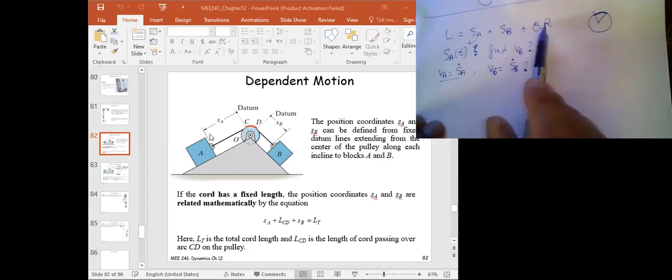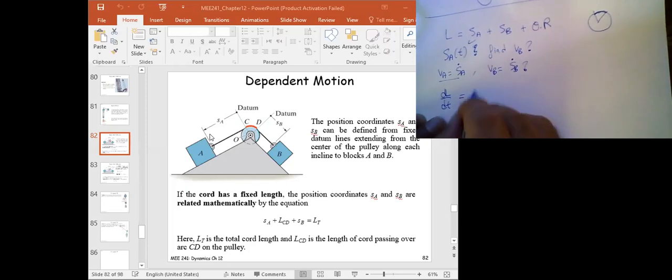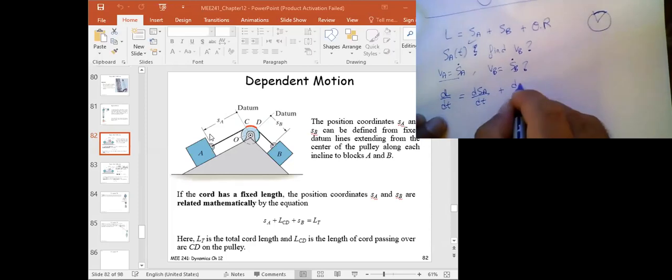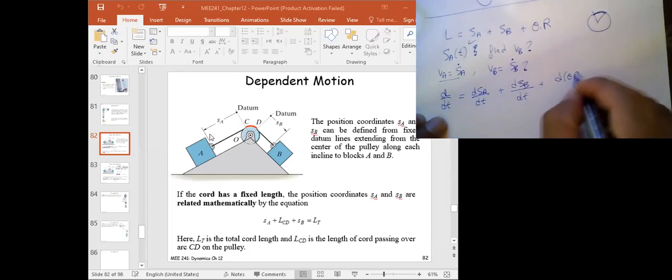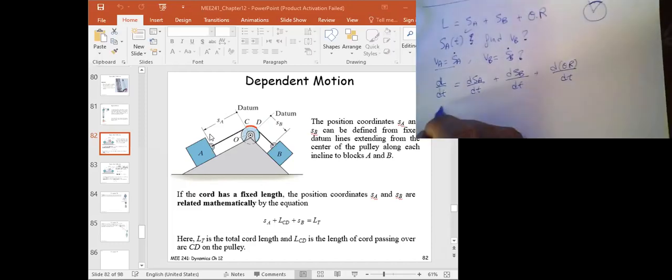You want to differentiate this whole equation, right? So if I differentiate L, is the length of the cable changing? No, right? So dL dt, I can differentiate that. So dL dt is going to be equal to dSA over dt plus dSB over dt plus d theta R over dt. Well, we know the length of the cable is not changing, so this is going to be 0, and it is going to be equal to VA plus VB.